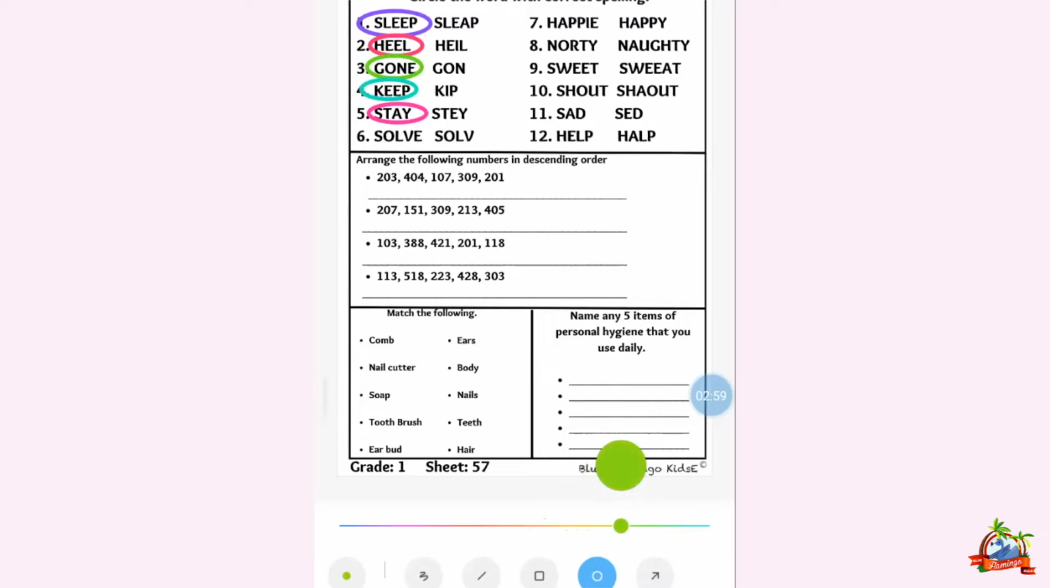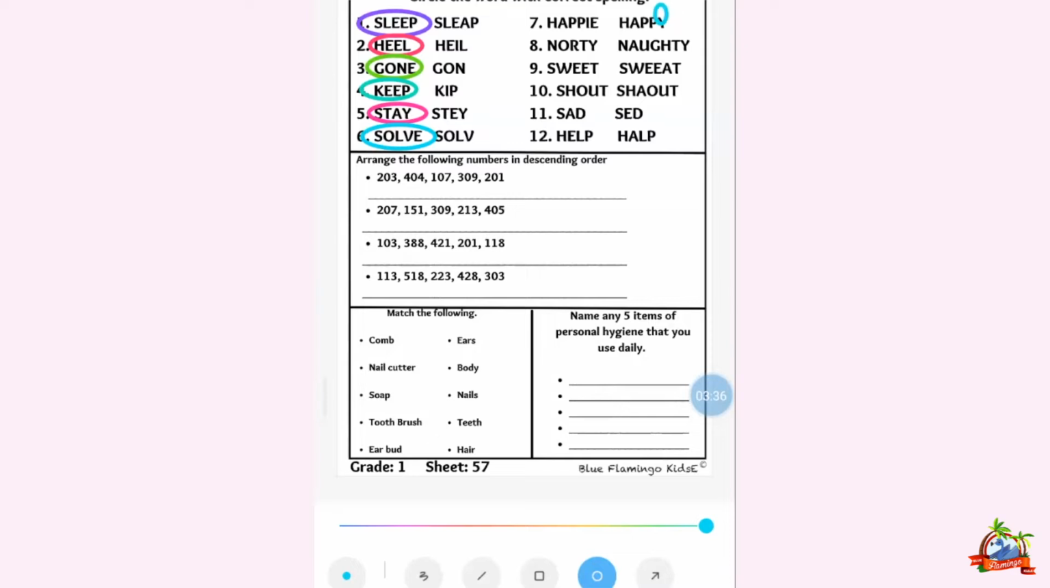And the sixth word is solve. SOLVE. Okay, so in this way you have to circle on the correct spelling.